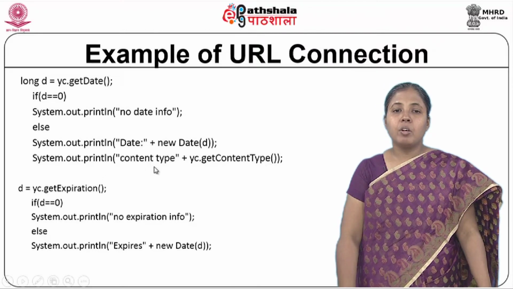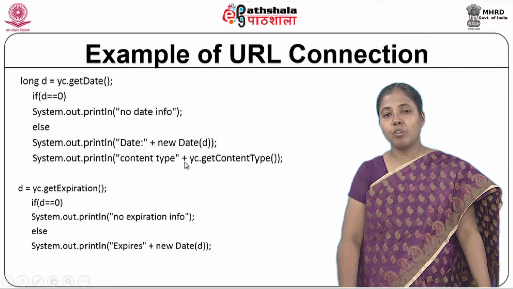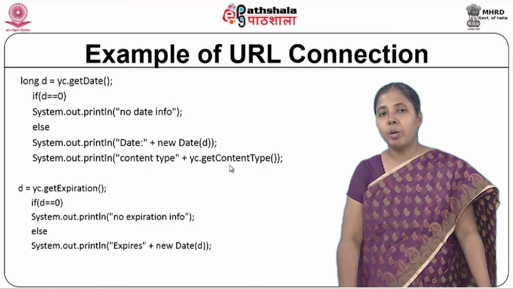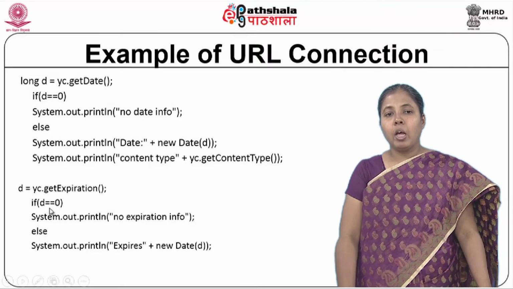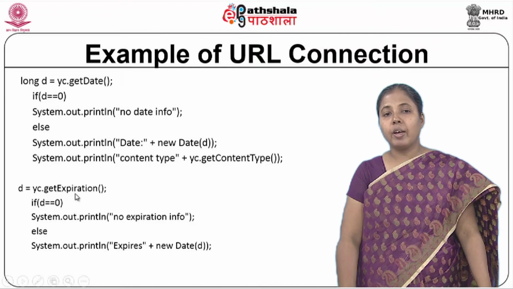Now, it also prints the content type. You can print the content type using the method called getContentType. So, the URLConnection object yc.getContentType would print the MIME type of the content. And the third method we are testing is getExpiration of the URL page, the web page. So, getExpiration.